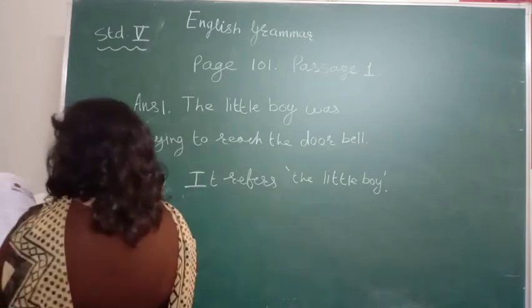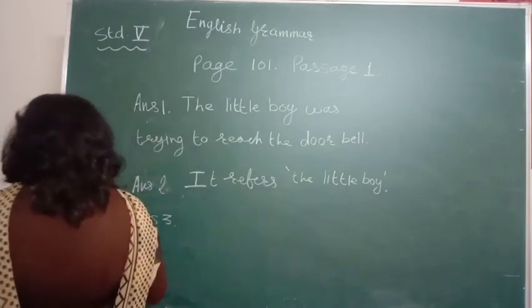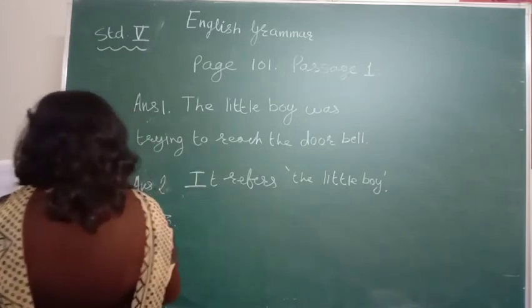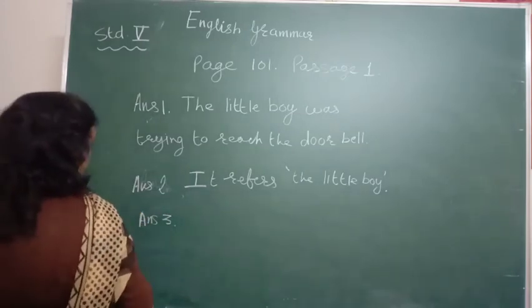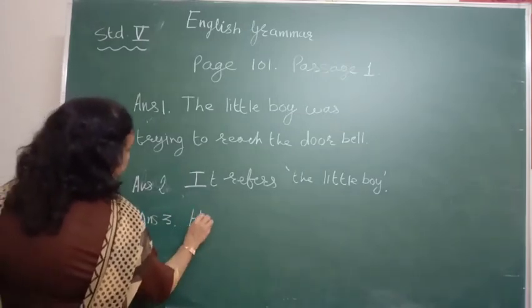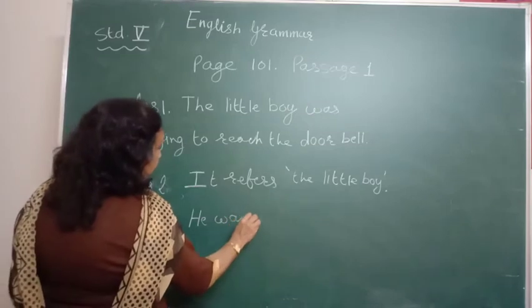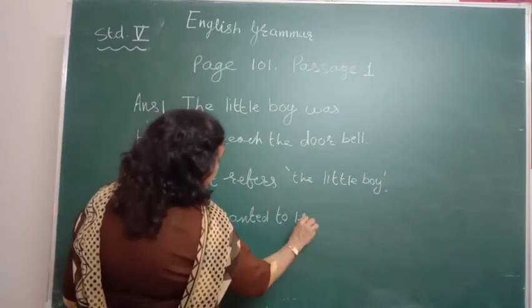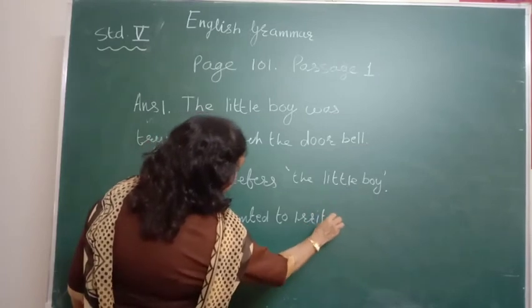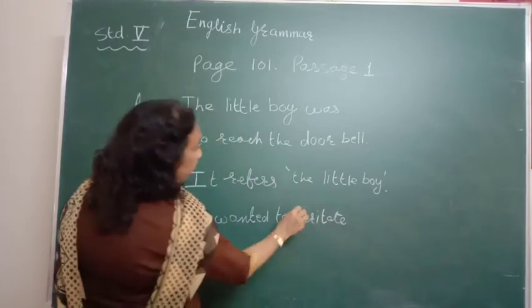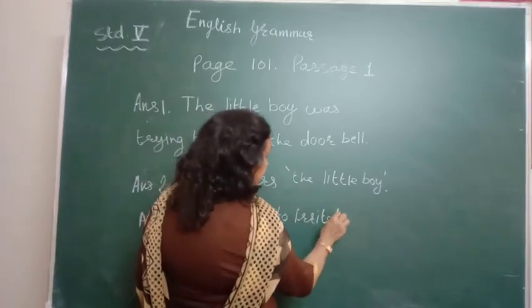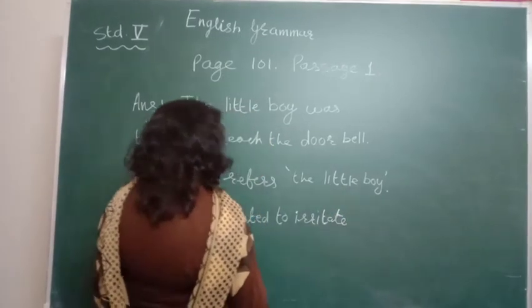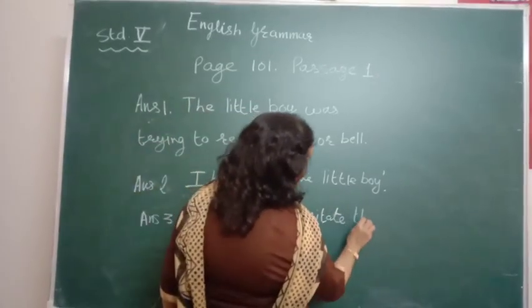Answer 3. Who did he want to irritate? He wanted to irritate the owner of the house. Irritate means, write the meaning. Irritate means to make someone angry. He wanted to irritate the owner of the house.